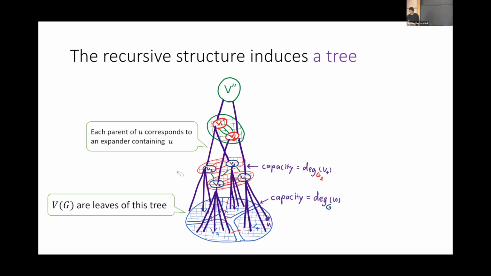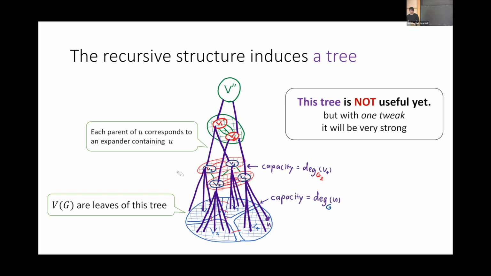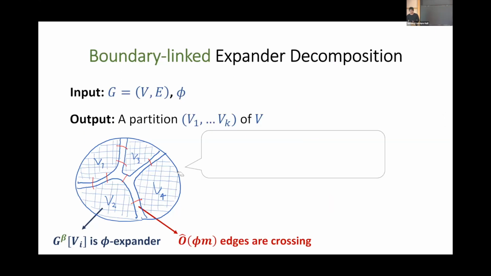Okay, so that's a very natural tree, except that this tree is not useful yet, at least to my knowledge. I don't know how to exploit it yet. But it turns out that with just one small tweak to this tree, it's going to be super strong. So let's see what the tweak is. The tweak is to look at a stronger notion of expander decomposition called boundary-linked expander decomposition. So what is it?